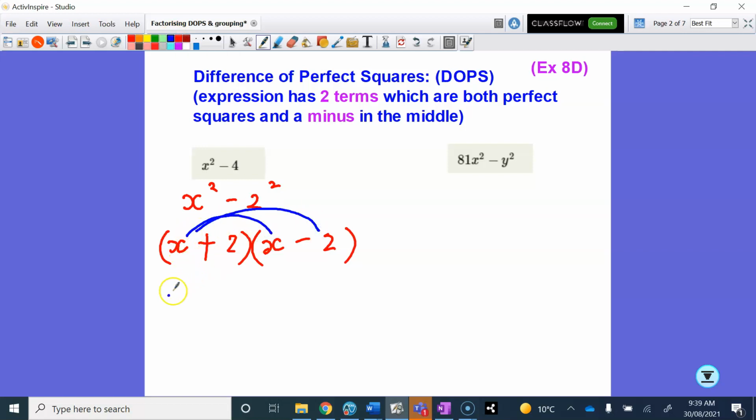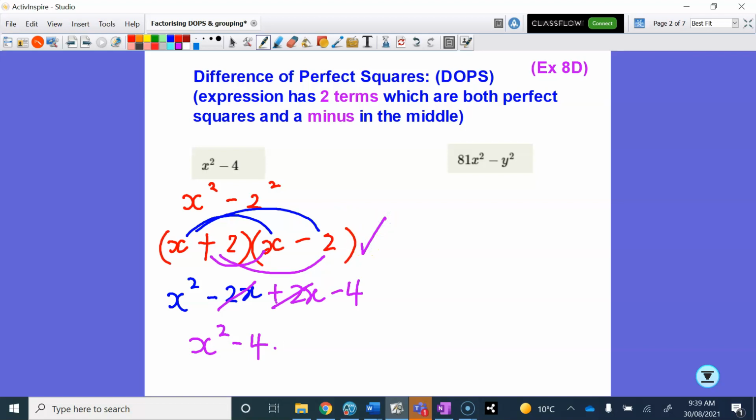So I would end up with x squared minus 2x. And if I keep going, plus 2x minus 4. The plus 2x and the minus 2x there cancel, and I'm left with x squared minus 4, which is what I started with. Okay, so the factorised form, even though it doesn't look any simpler than the original form, the factorised form of x squared minus 4 is in one bracket x plus 2 and one bracket x minus 2. Okay, so this is the answer here that I'm looking for.